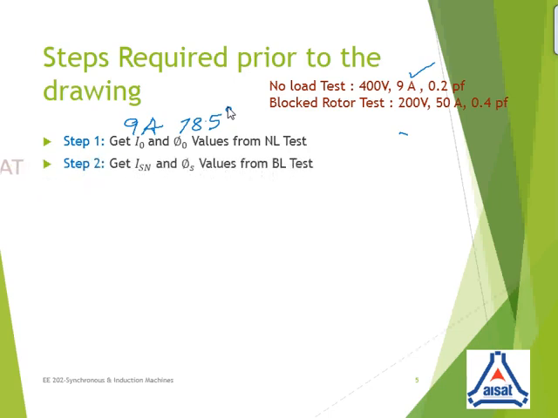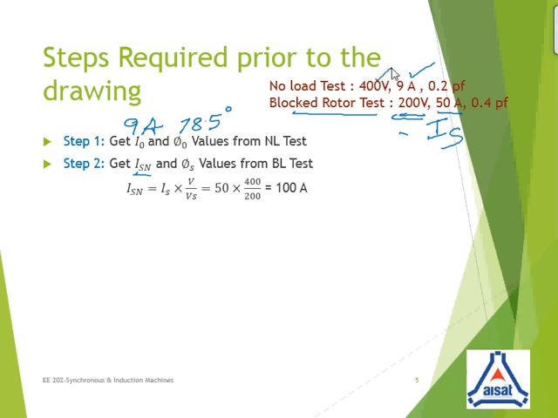Step 2 is to get the value of ISN and phi s from the blocked rotor test. ISN is a value which corresponds to the normal voltage, while in the blocked rotor test you are getting 50 ampere, that is denoted as IS. This IS corresponds to the value 50 ampere for the reduced voltage 200 volt. ISN instead corresponds to the short circuit current corresponding to the normal voltage. Normal voltage is nothing but 400 volt.